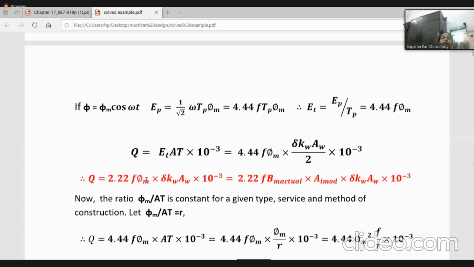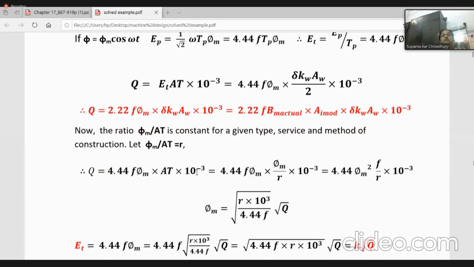So the ratio phi m by AT is constant for a given type, service, and method of construction, because as we change this ratio, the characteristics and performance will change. So if we take that ratio as R, then in this equation, in place of AT, we put phi m by R. So this equation becomes 4.44 phi m square F by R into 10 to the power minus 3. Then phi m can be written like this.